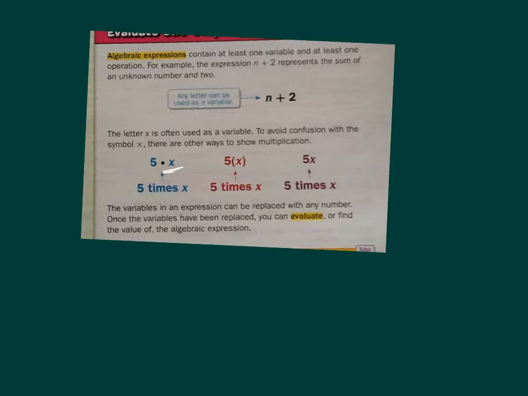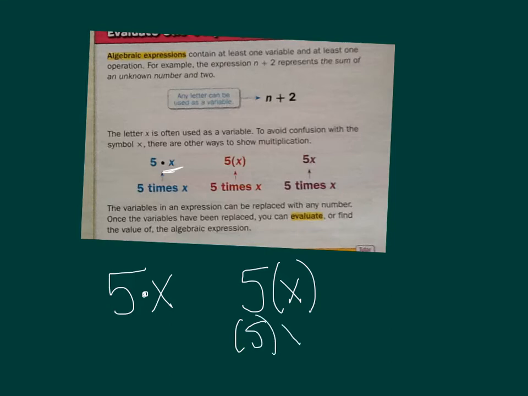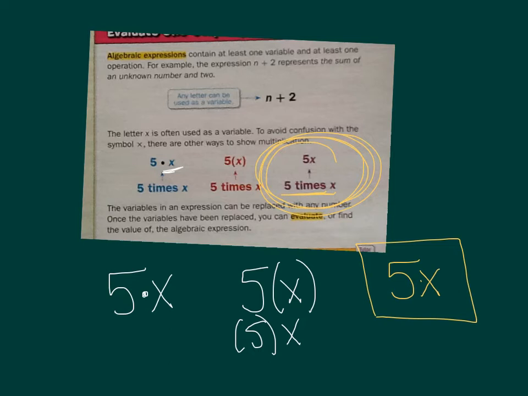There are other ways to show multiplication. So if I have 5 with a dot in between it, that's the same as saying 5 times x. If I have 5 and I have x in parentheses, or if I have 5 in parentheses times x, both of those mean multiplication. And the most common one, and one that you will see a lot, is simply 5x. That means 5 times x. So you can pretend there's a dot in there or some sort of multiplication, but this is the most popular form.